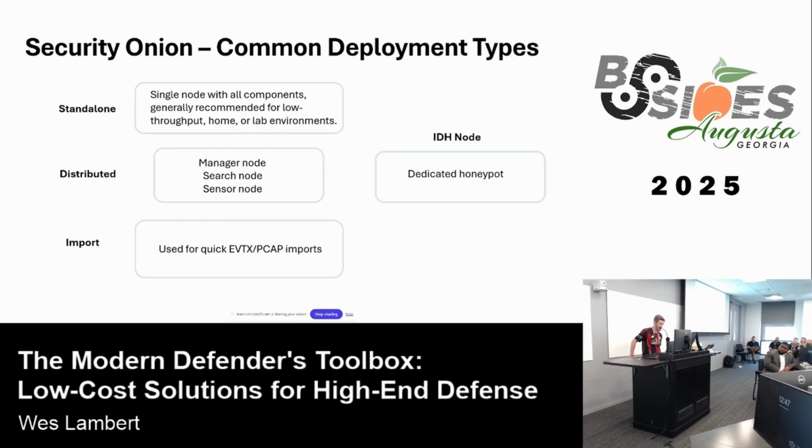So that's pretty cool. The deployment types for Security Onion: the simplest is going to be the standalone. That's just going to be a single node with all components. Next, if you're moving into a higher throughput network, the traditional business setup is typically a distributed deployment where you have a manager, a search node, and a sensor node split out. So it'll be 3 different nodes. And then there's also this nice little IDH node. What we can do with that is stand up a honeypot in our environment and report that information back to Security Onion and have that kind of tripwire in place there.